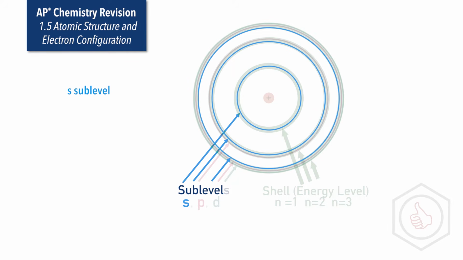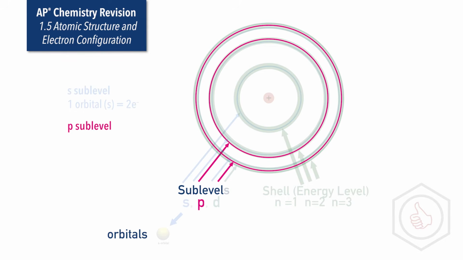An s sublevel contains only one orbital that is an s orbital. It is spherical in shape and is symmetrical around the nucleus. Because it only has one orbital then, an s sublevel can only hold a maximum of 2 electrons.